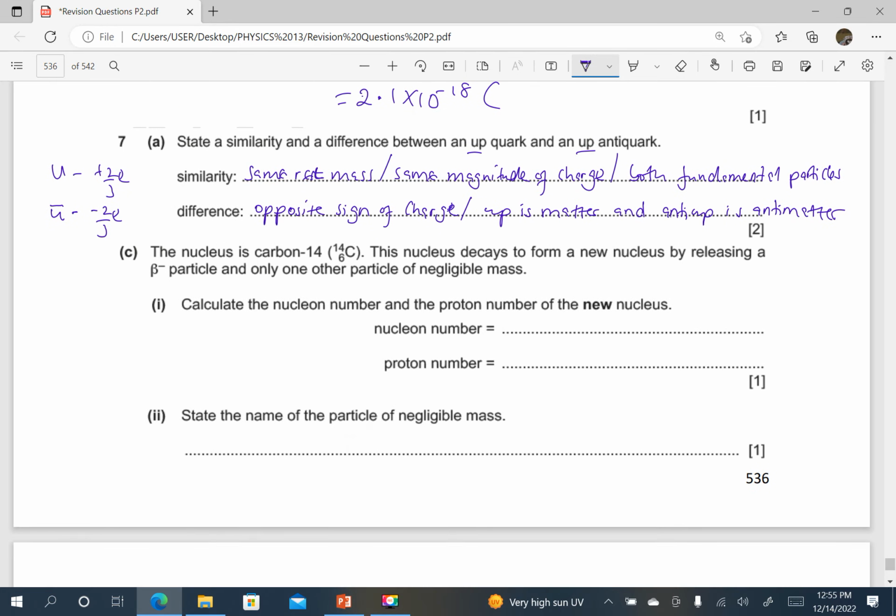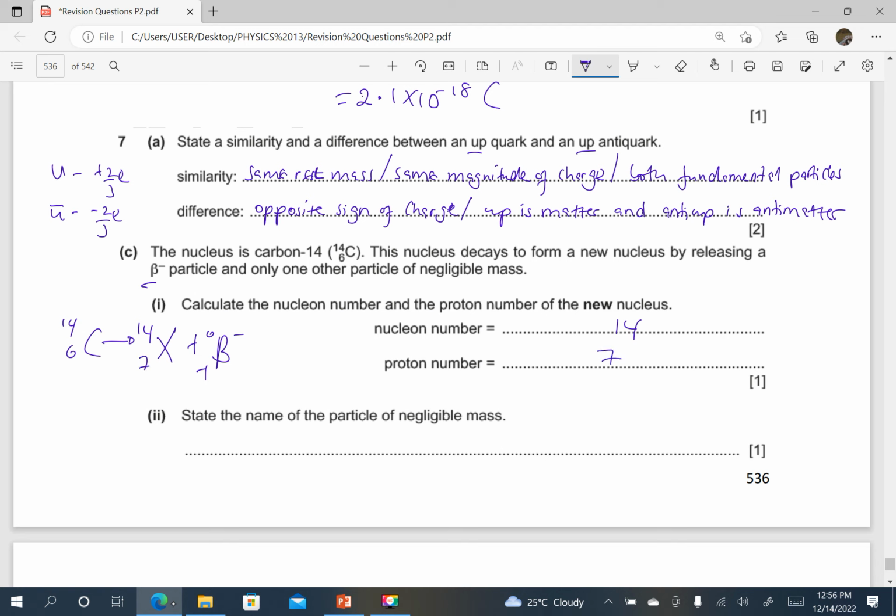The nucleus is carbon-14. This nucleus decays to form a new nucleus by releasing a beta minus particle and only one other particle of negligible mass. Calculate the nucleon number and proton number of the new nucleus. So the nucleus is carbon-14. It is giving us another nucleus, I will call it X, plus beta minus, which is 0, negative 1. So nucleon number does not change, it remains 14. Proton number increases by 1, so this would be 7.